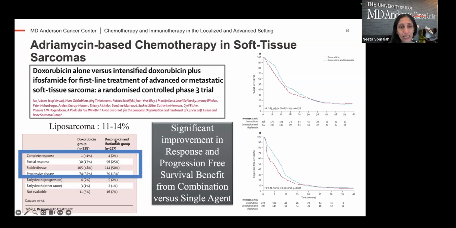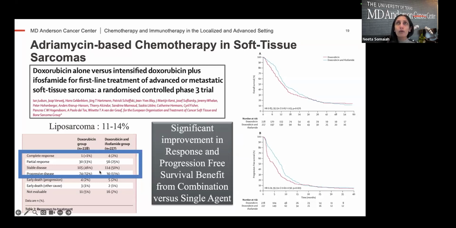What is very evident from all studies that have come so far is that with the combination, you definitely get more responses. So when you look at a trial and you're looking at the rate of response, like here you have a rate of response of 27%, including complete response or partial response of 27% with the combination versus around 13% with the single agent.